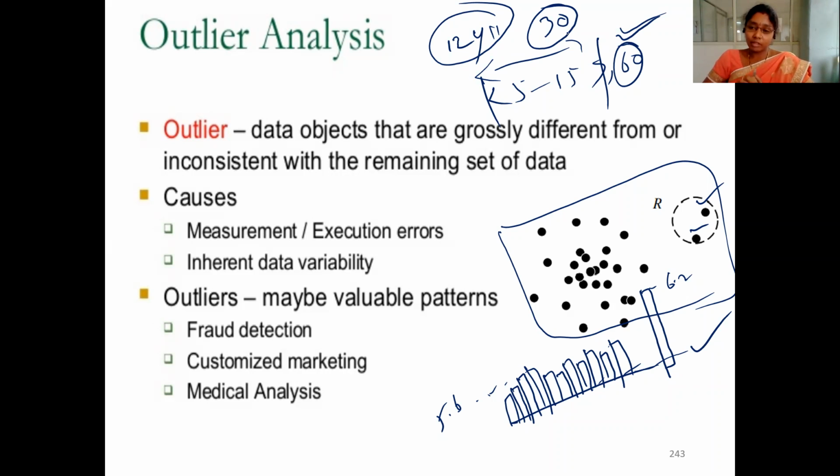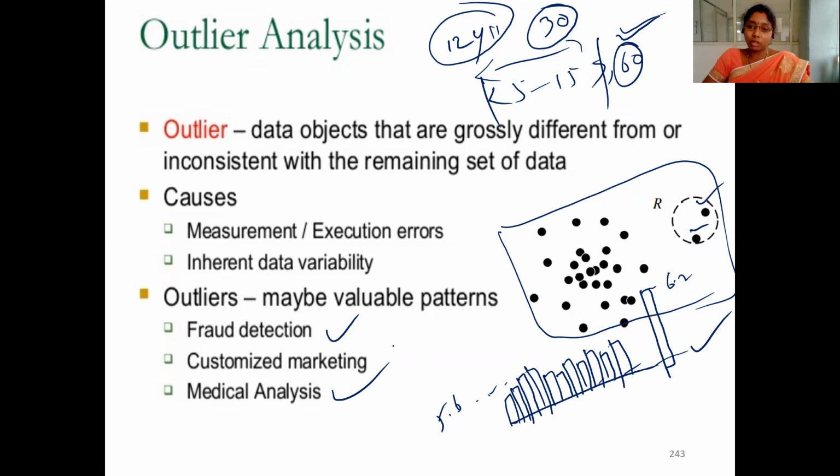Because of that reason, we need to treat the outliers as noise, and we need to remove the noise before proceeding to the clustering process. But in some cases, the detection of outliers is very helpful. Which cases? For example, fraud detection, medical analysis, customized marketing. There are some applications where outlier analysis plays a major role.